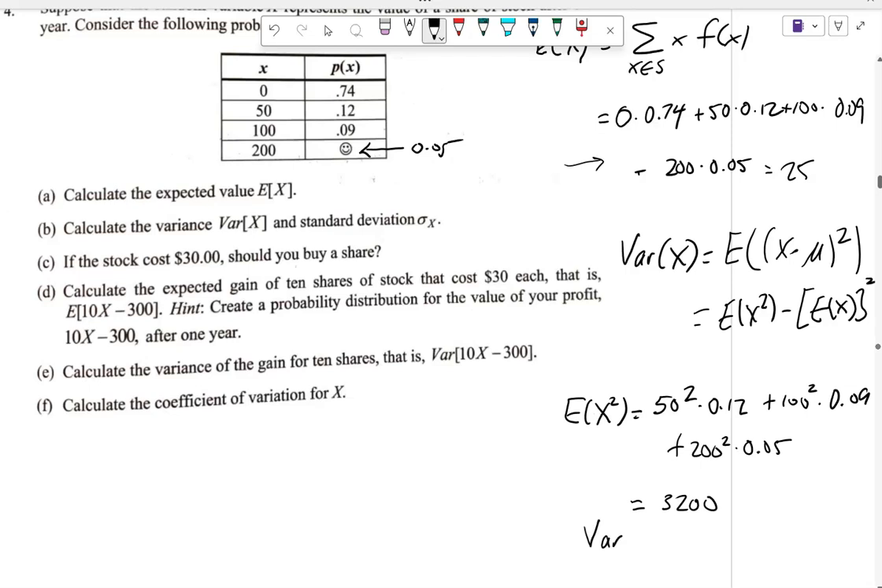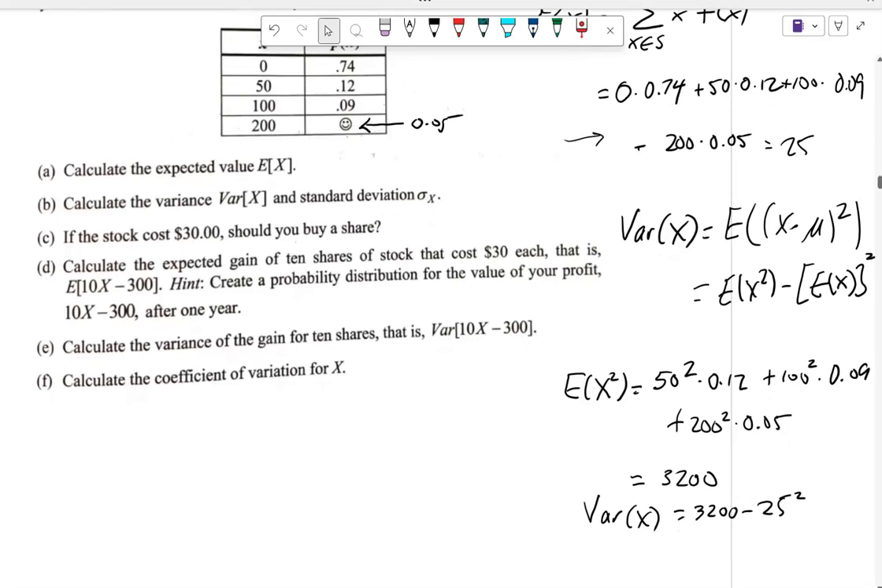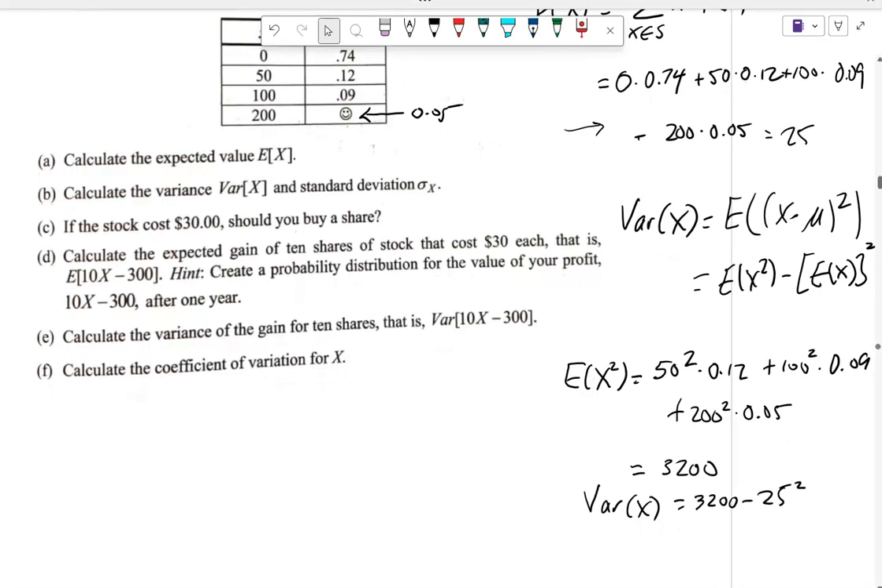So then when we do the variance, we'll do 3,200 minus 25 squared. 25 squared is 625, so what do you get, 3575? Or not 35, 2575?